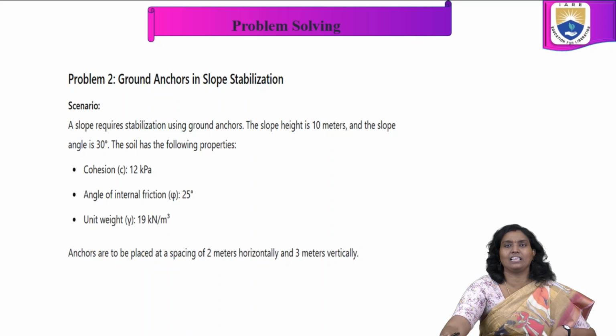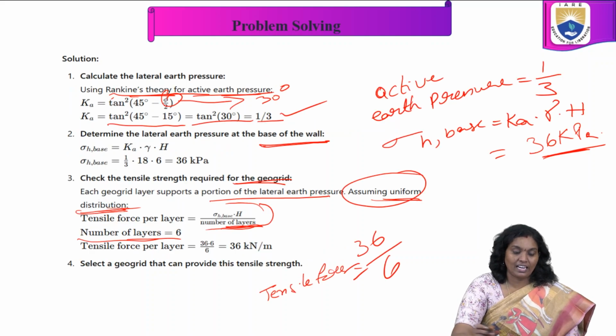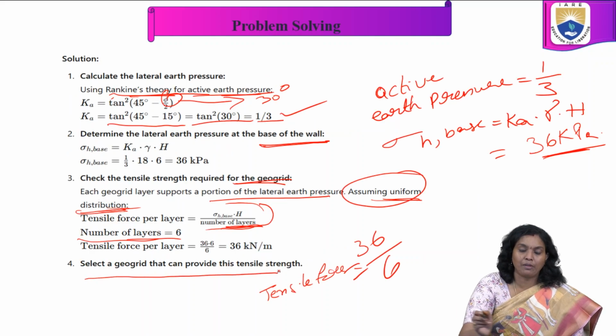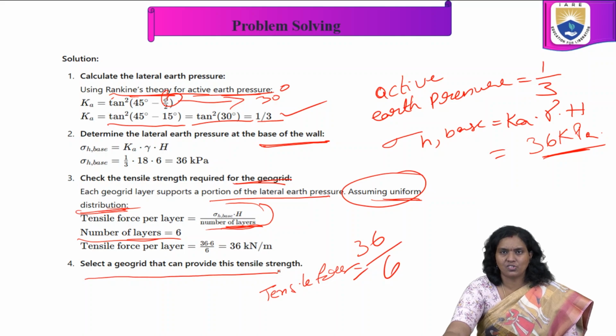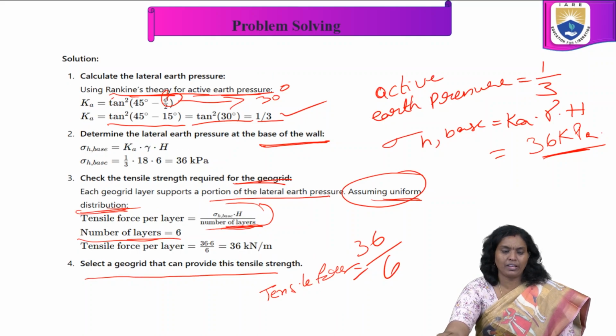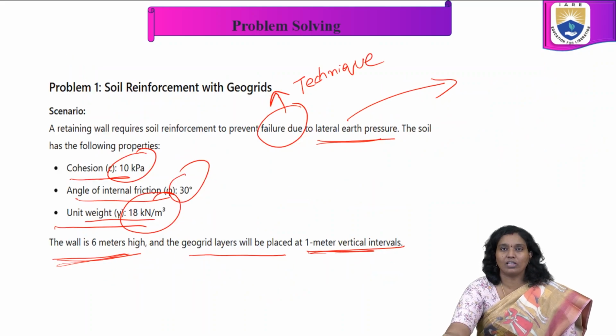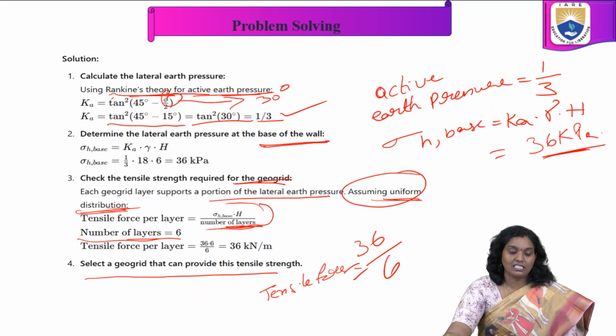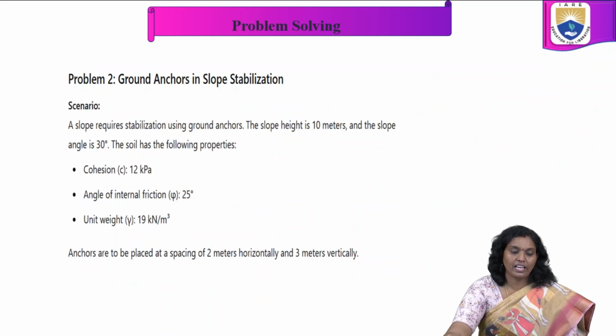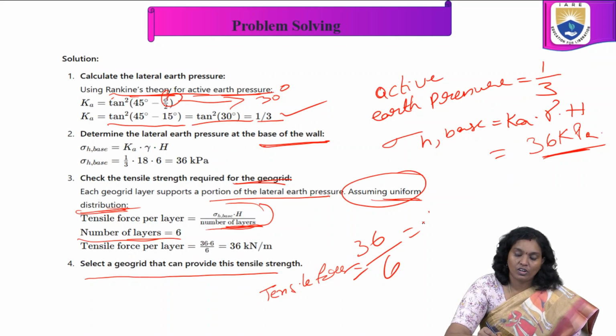Now we are selecting the geogrid that can provide this tensile strength. We are doing some calculation to get the tensile strength, and we are checking whether the tensile force per each layer is acceptable or not. Based on that, we are going to understand the things. Now, this is equal to 6.